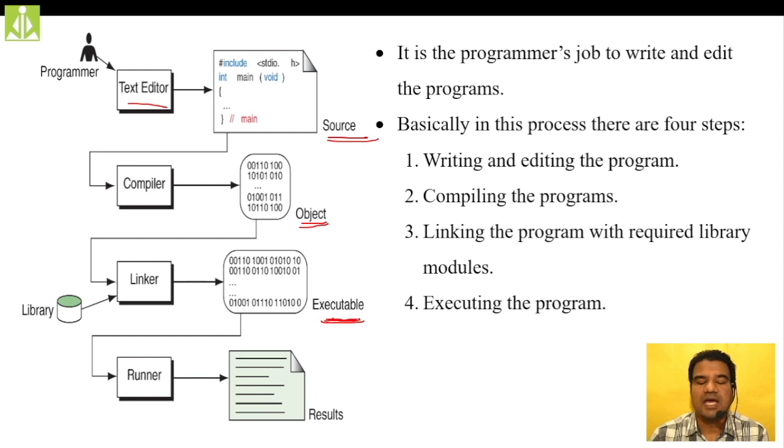This executable code will be in machine language and it is ready for execution. As you can see, a high level programming language has English-like statements, but when we talk about the object module as well as the executable module, you can see the code is only zeros and ones, because both object code and executable code are in machine language. So now the executable code is in machine language and ready for execution.